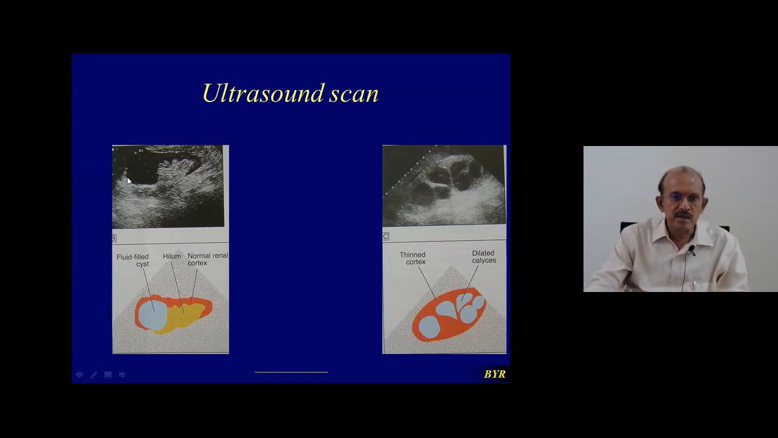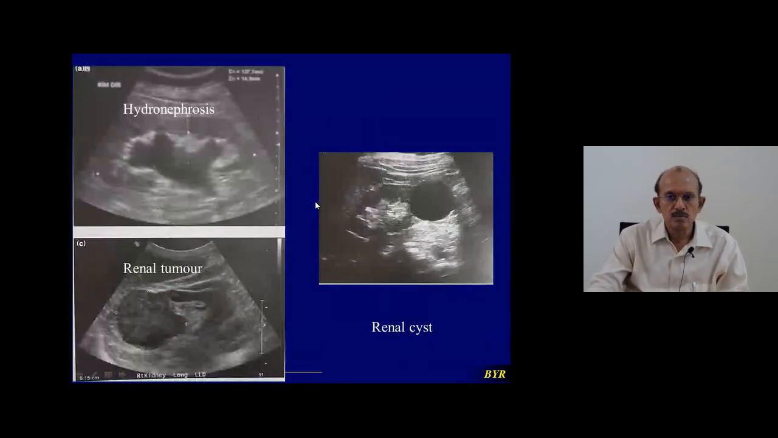Here you can see a cyst. This is the renal cortex, the whole kidney, and here you can see a cyst. You can see here multiple dilated calyces. That means there is obstruction below. So this is an example of hydronephrosis. This is also a dilated pelvis with dilated calyces. Here you can see a mass lesion.